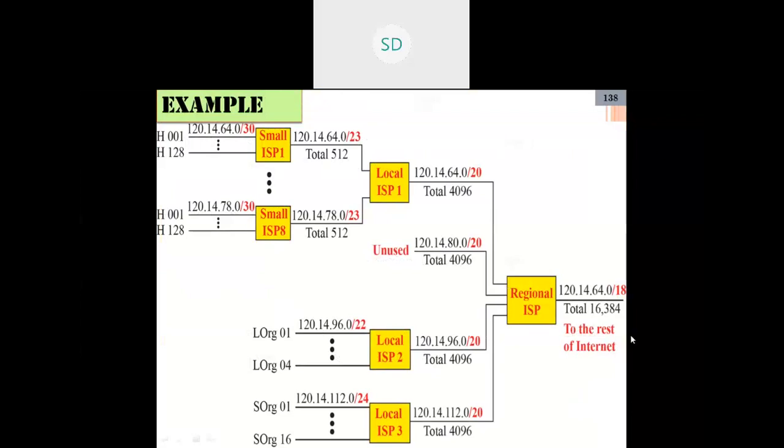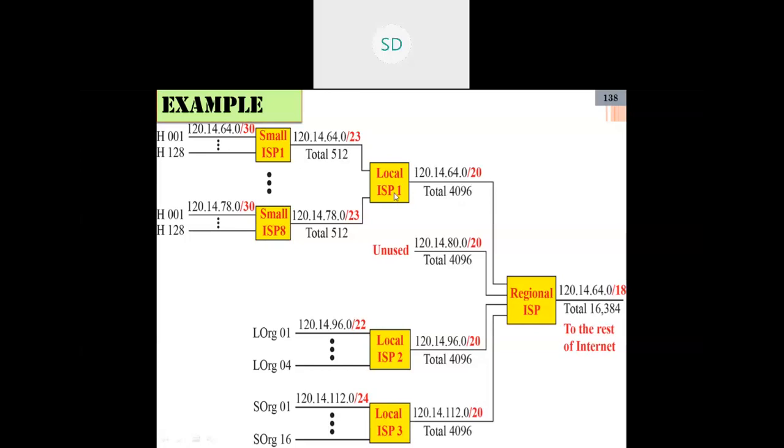Say this is a regional ISP connected to the rest of the internet. It will have its own IP, and it will be divided into local ISPs, with various local addresses given. You can observe this masking. Initially it is 120.14.64.0/18, so a total of 16,384 connections are possible. Then it is 120.14.64.0/20, and like that various connections are given to the local ISPs, where a total of 4,096 connections are possible.